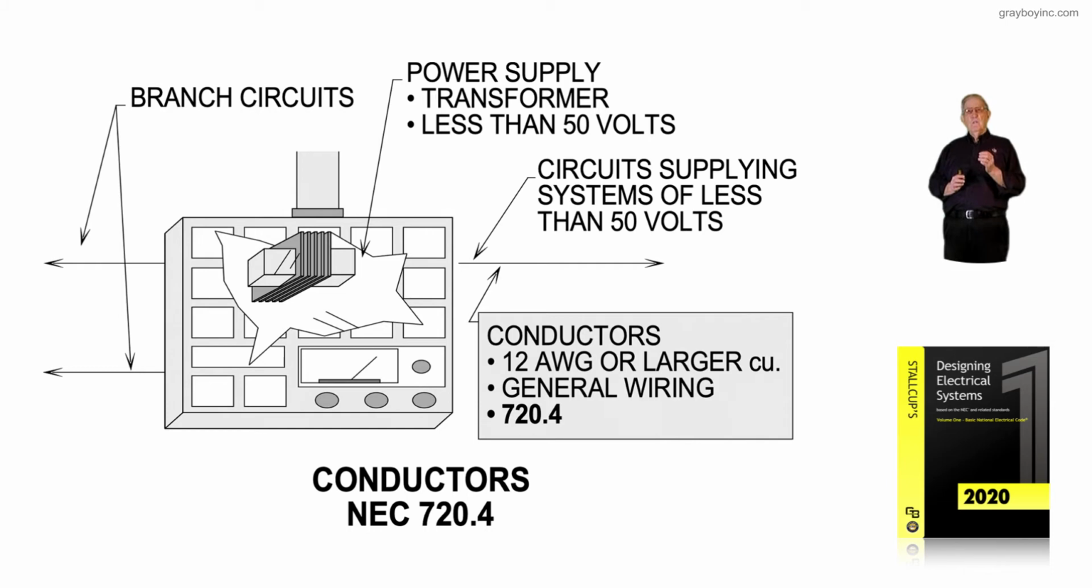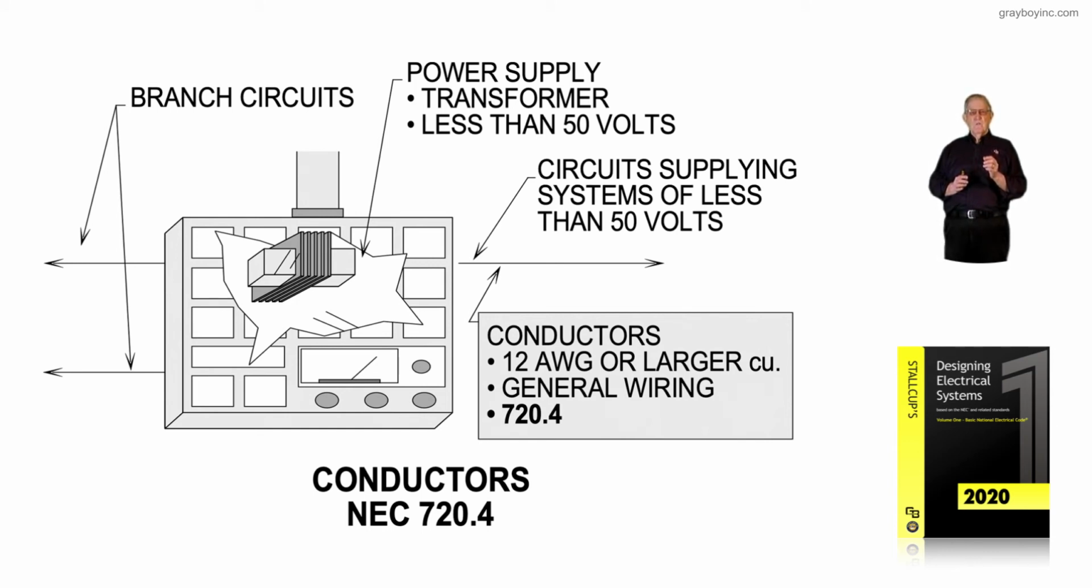Now, notice the conductors, though, would be number 12, using this type of system, and using the permissive rules of this Article 720. So the conductors would be number 12, general wiring, Article 720, Section 720.4 would deal with that. Then notice the circuits supplying this system, where this number 12 is run, is less than 50 volts.